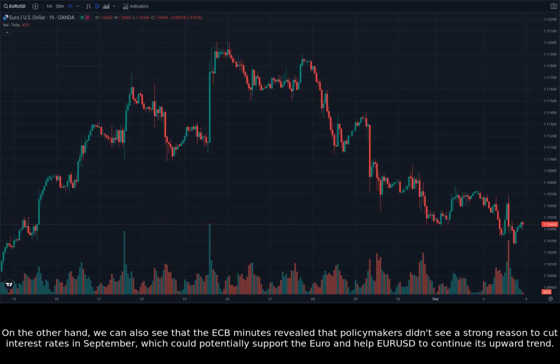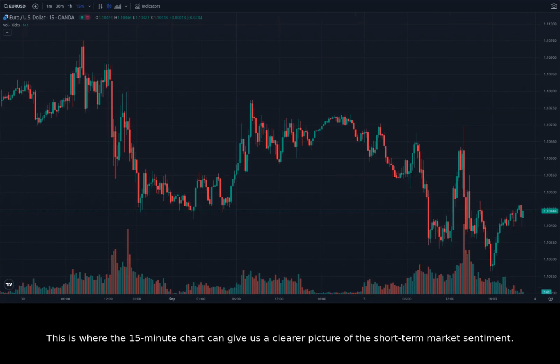On the other hand, we can also see that the ECB minutes revealed that policymakers didn't see a strong reason to cut interest rates in September, which could potentially support the euro and help EURUSD to continue its upward trend. This is where the 15-minute chart can give us a clearer picture of the short-term market sentiment. Let's zoom in on the last few hours of trading and see what's been happening on the 15-minute chart.